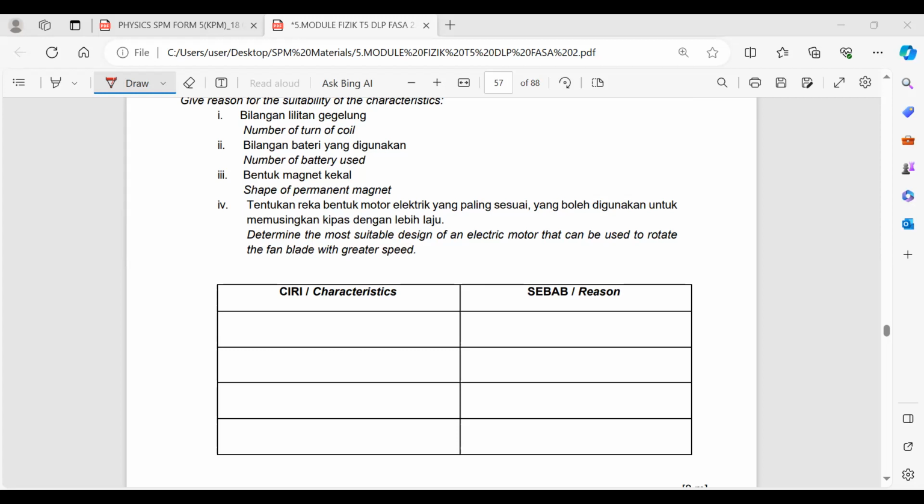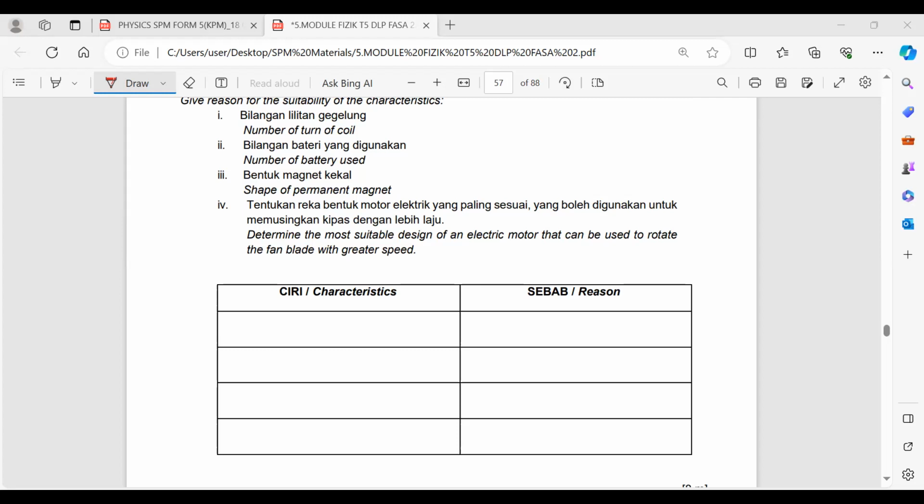Then you must give a reason why. So X, because it has the greater number of turns, with more batteries and a semicircle-shaped magnet.